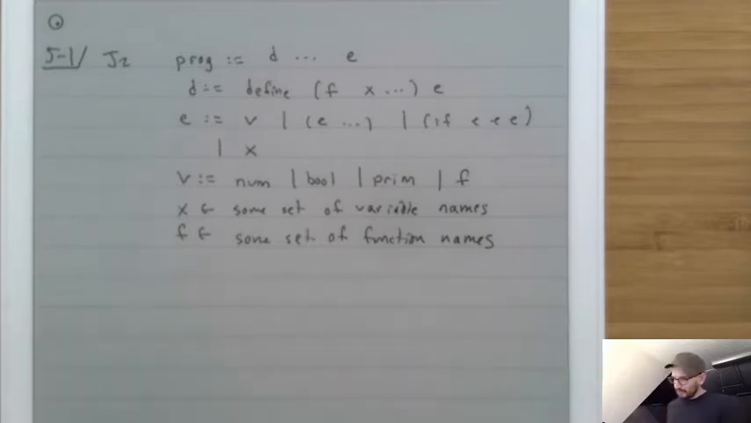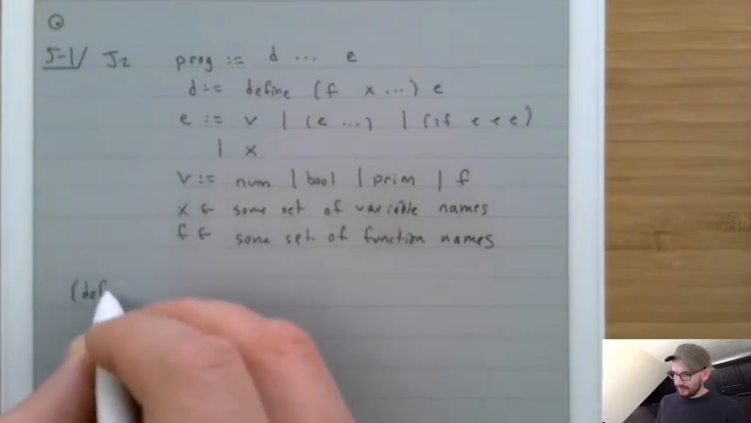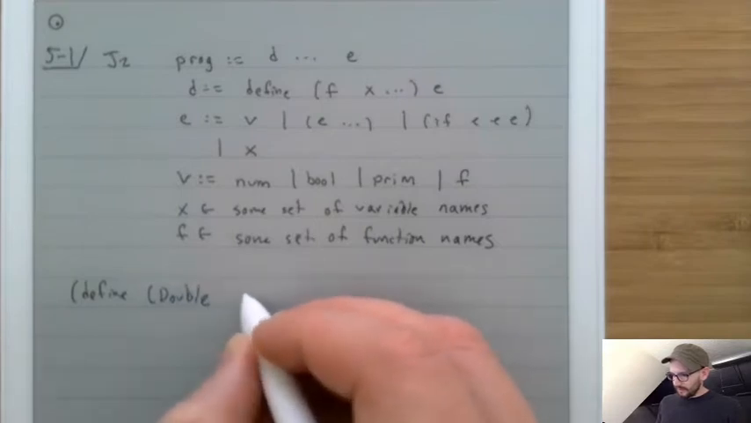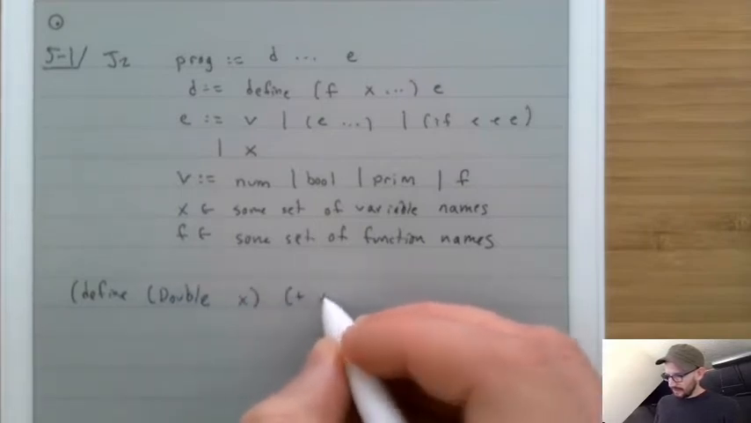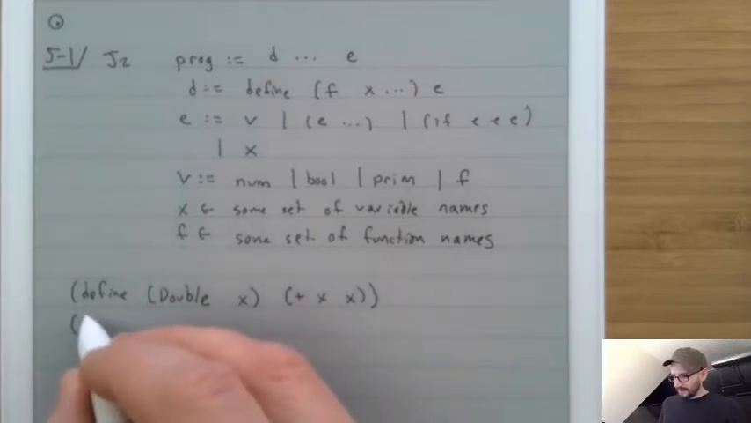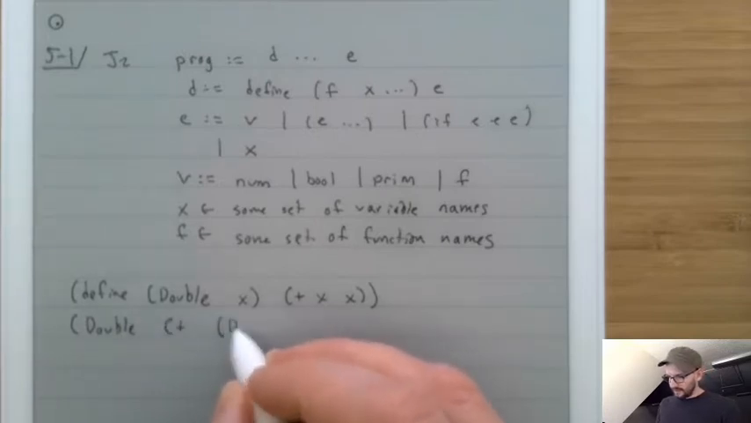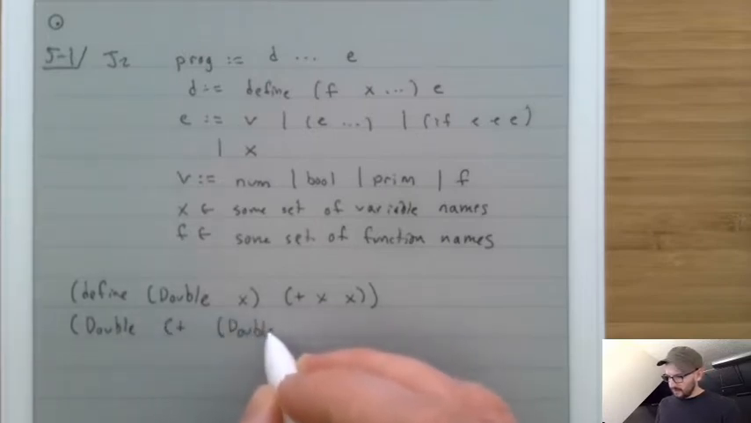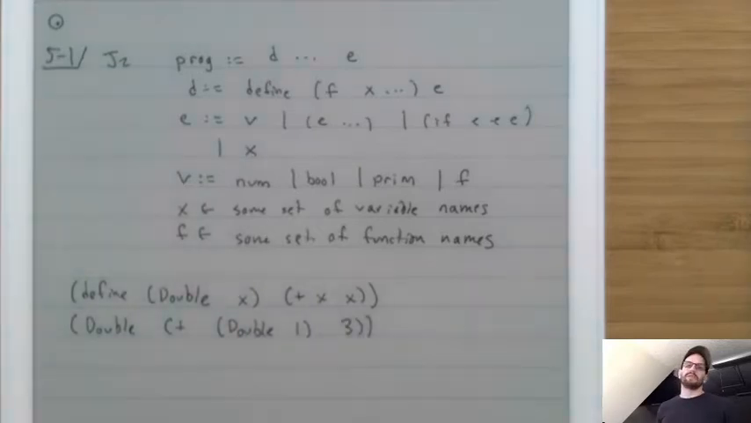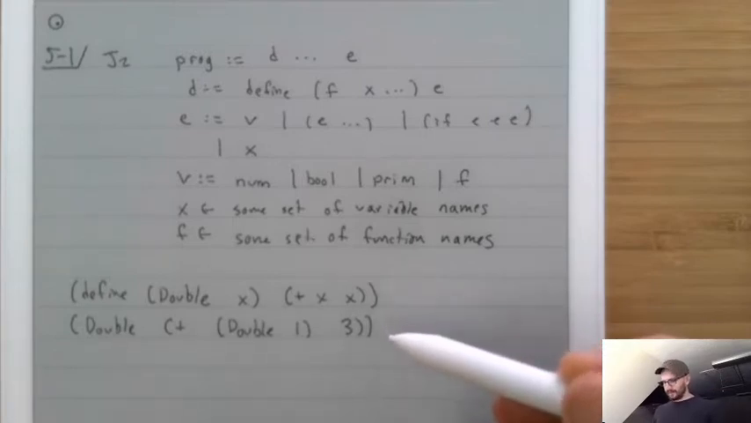Things like this are pretty common in different programming languages. For example, in the language Haskell, variables are always lowercase, and types are always uppercase. So here's an example program in this language. We could write define Double x as plus x x, and then the main expression: Double of plus Double 1, 3. So here's one definition, and here's the main expression.